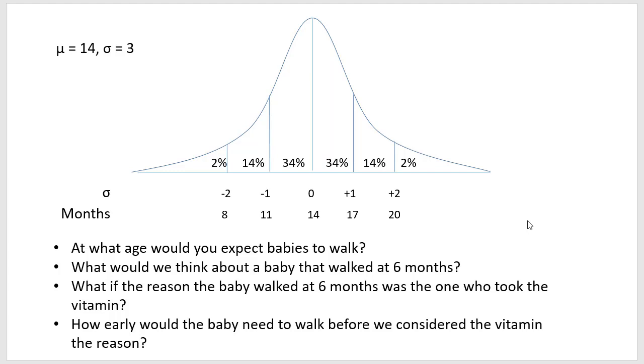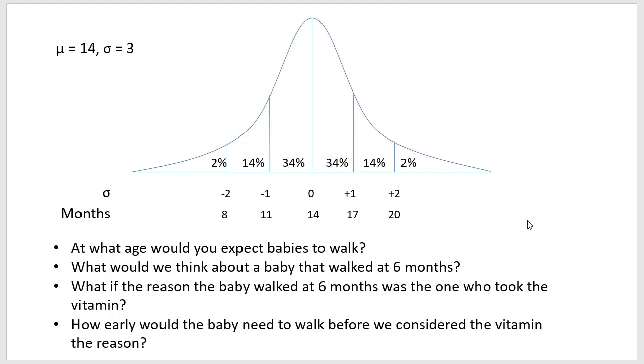Another question is, how early would the baby need to walk before we consider the vitamin the reason? That's interesting. If a baby walked at 11 months, would you think that baby was the one that took the vitamin? I don't know. Maybe, maybe not. There's still 16% of babies that walked even earlier. What if the baby walked at 12 months? Okay, that's not any closer, but maybe, I don't know. What about if the baby walked at 8 months? Okay, now we're starting to think that if a baby walks at 8 months, that baby might be the one that took the vitamin.